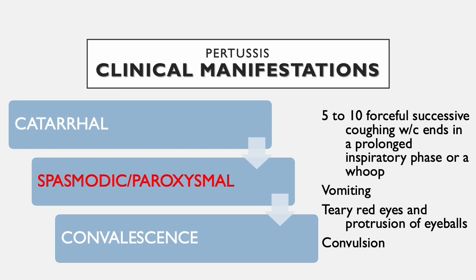Spasmodic or paroxysmal naman, ito yung sobrang ubo talaga ng ubo. And this is where the pathognomonic sign of pertussis is really that whooping cough. Yung parang tahol ng aso. Para siyang talagang tumatahol. Okay? So, that's about 5 to 10 forceful successive coughing, which ends in a prolonged inspiratory whoop. Ganon. Okay, may ganong woof. So, woofing cough.